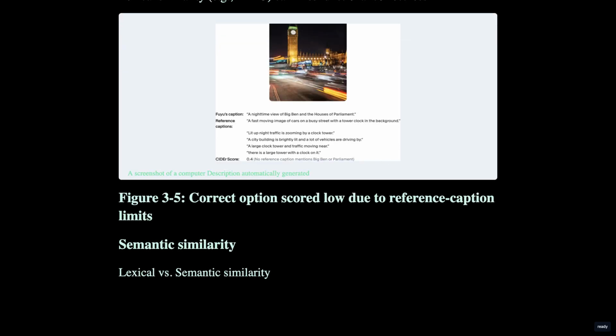Lexical similarity measures surface overlap in words or characters, not whether two texts share the same meaning. For example, "What's up?" and "How are you?" look different lexically but are close in meaning. Conversely, nearly identical texts can mean very different things. Compare "Let's eat grandma" with "Let's eat, grandma."